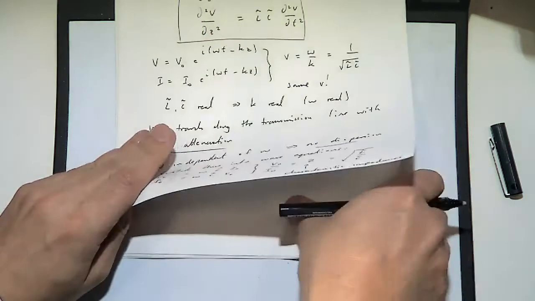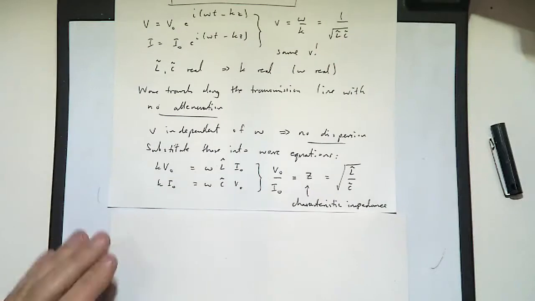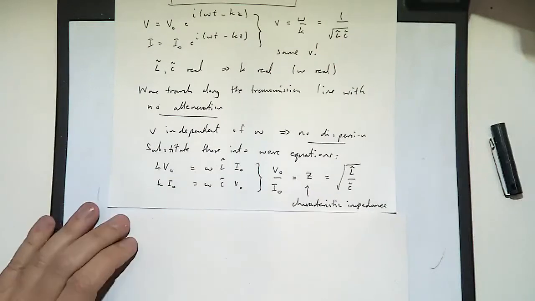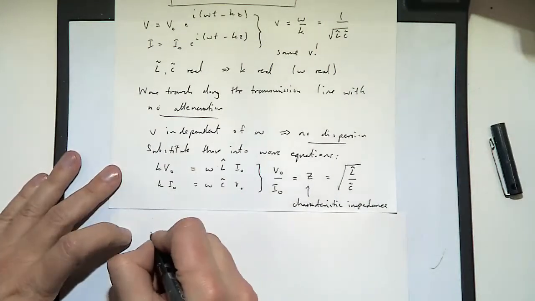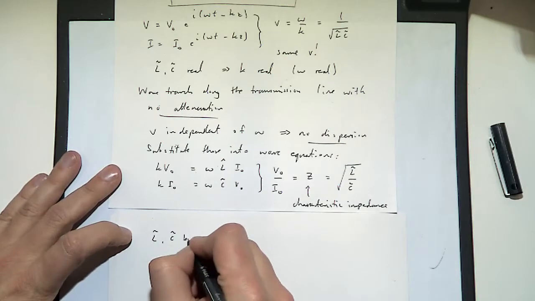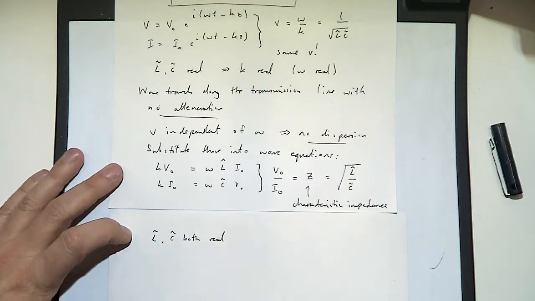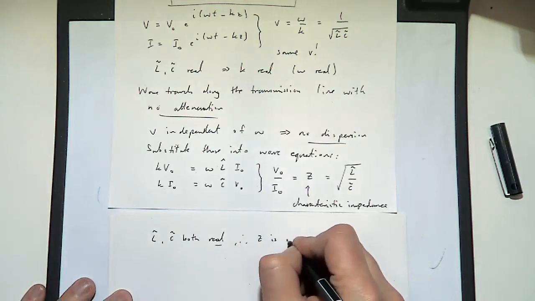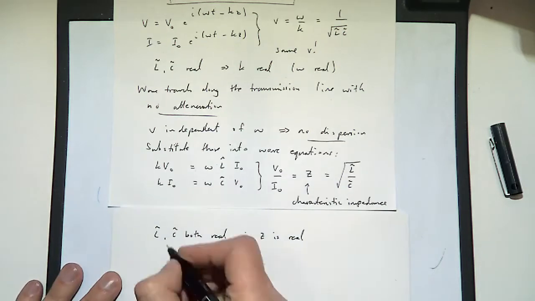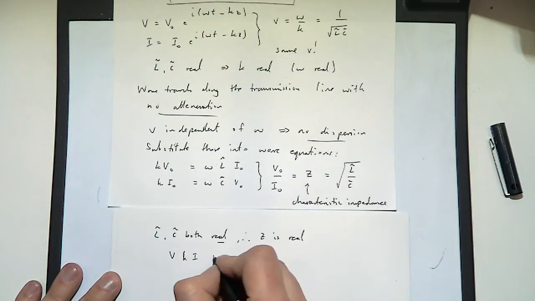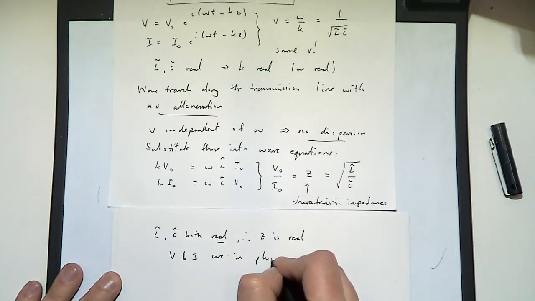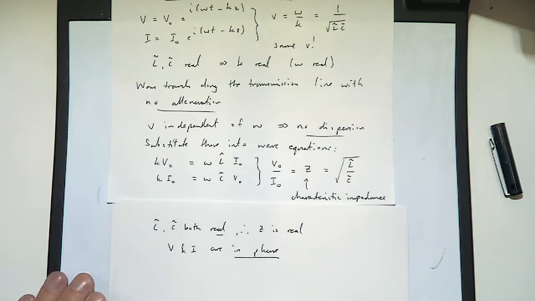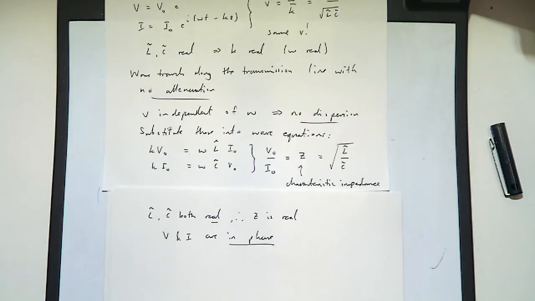And again, this is somewhat suggestive of something we've seen before. We say L tilde and C tilde are both real. And if they're both real, then Z is real. What does that mean? Well, we saw this before, didn't we? V and I oscillate in phase with each other, as we saw before in our consideration of conductors, and dielectrics actually, because it was true in dielectrics, wasn't it?